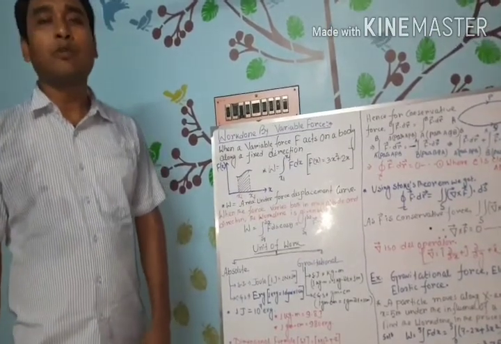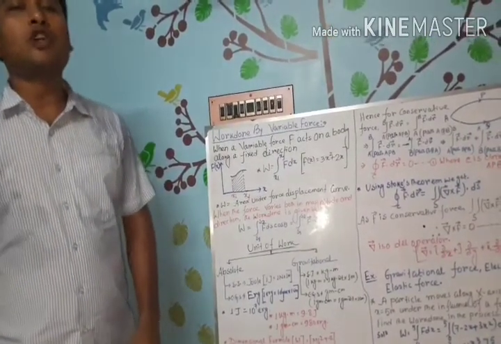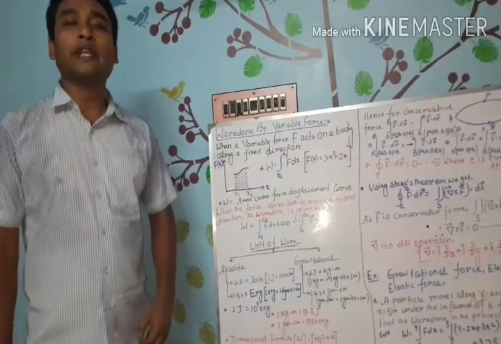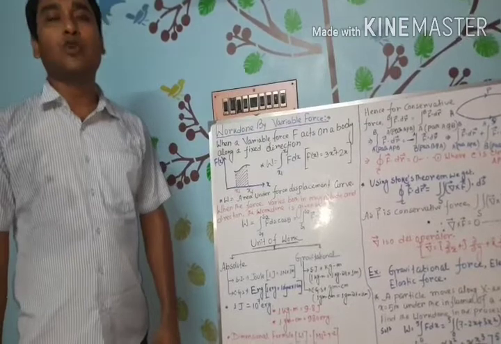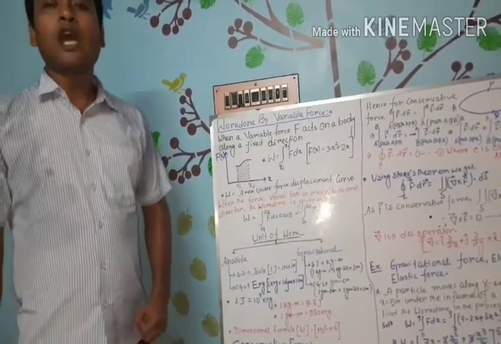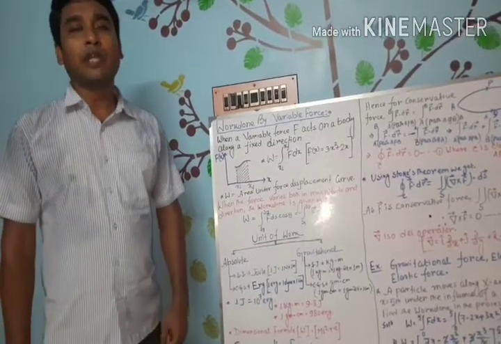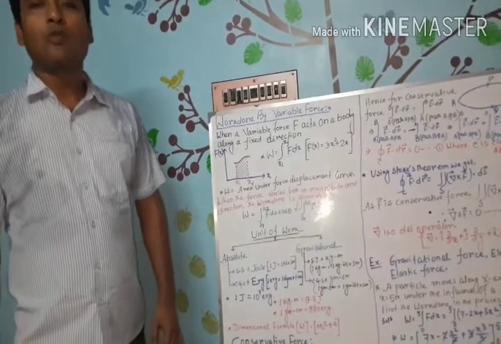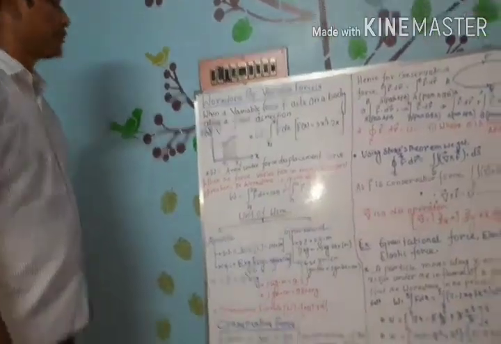Whenever the magnitude of a force, or the direction of a force, or both the magnitude and direction of a force change, then the force is said to be a variable force. Now you have to know how you can determine the amount of work done under this variable force. For this, see the board very carefully.